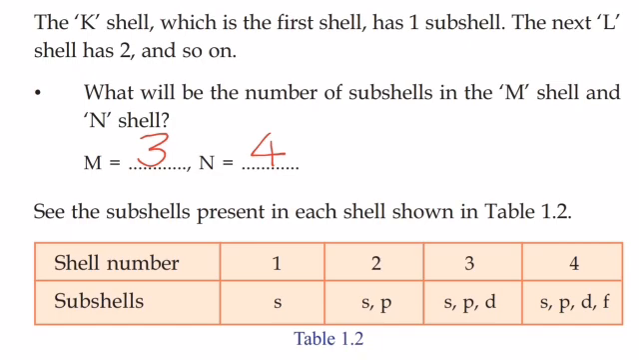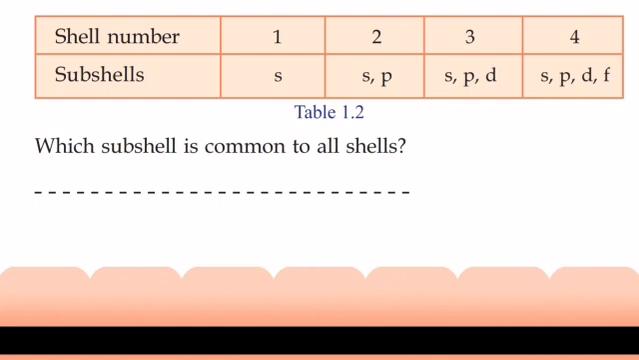See the subshells present in each shell shown in the given table. For first shell, one subshell only, s. For the second shell, two subshells, s and p. For the third shell, there are three subshells, s, p and d. In the fourth shell, there are four subshells, s, p, d and f. Which subshell is common to all shells? Can you say the answer? Yes, it is s subshell. s subshell is common to all shells.